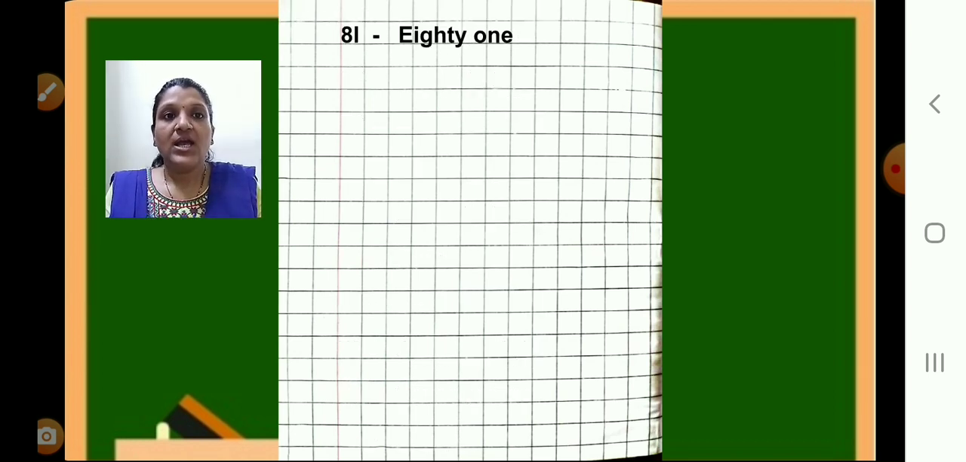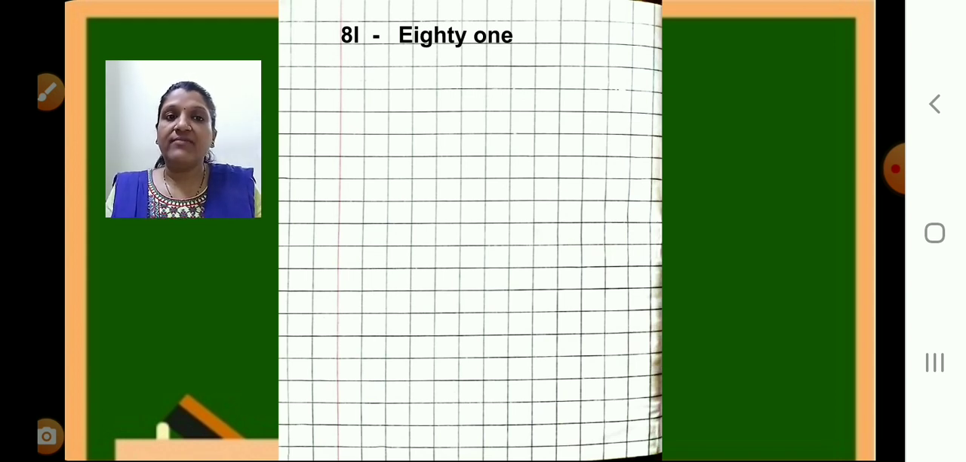Next page, leave first line and in the second line after the margin write number 81. Next box, put a dash. Next box, write EIGHTY, space, ONE. Have you written this, children?